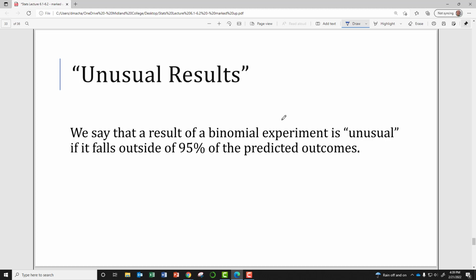Okay, so the last skill we're going to discuss is what we call finding unusual results. So we say that the result of a binomial experiment is unusual if it falls outside of 95% of the predicted outcomes. And so what I mean is the most likely 95% of the predicted outcomes or the possible outcomes. That's what we consider to be unusual.